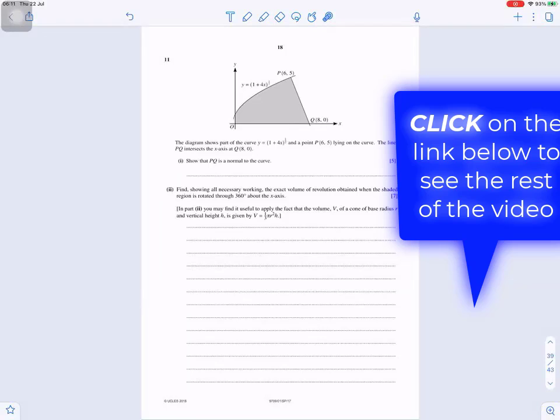Question number 11. The diagram shows part of the curve y equals 1 plus 4x to the power half and the point P (6, 5) lying on the curve. The line PQ intersects the x-axis at Q (8, 0). Show that PQ is a normal to the curve.